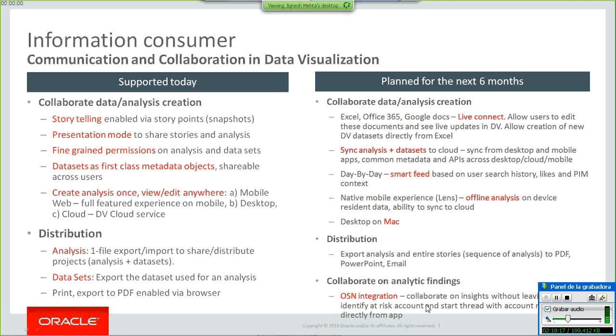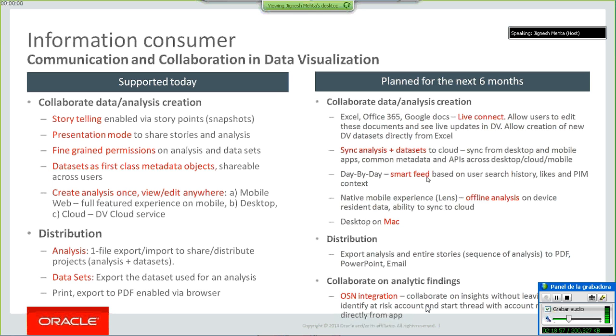What is coming on new exciting things? The live connection to Excel, Office 365, Google Docs, etc. So as your files are changing, the content, BICS automatically updates the visualization with the new data set. Right? So using a live connection. You can always do a file upload and work offline, but you will be allowed to do live connections. Right? Sync analysis and data sets are coming up, even from mobile devices.